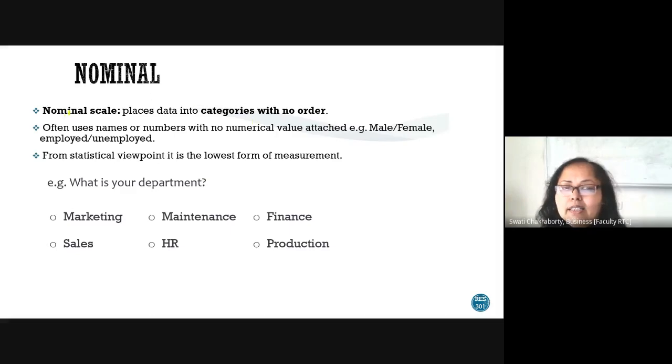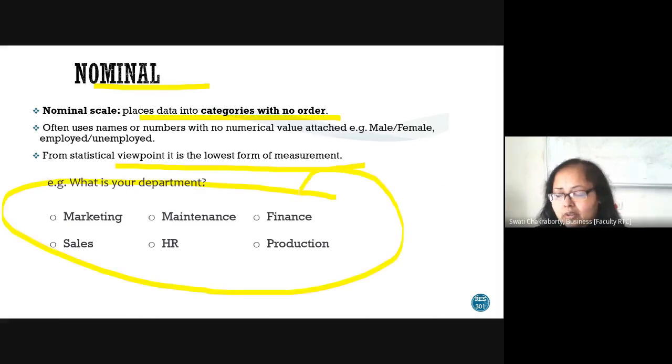The nominal scale places data into categories with no order, and it often uses names or numbers with no numerical meaning attached, like male, female, employed, unemployed. From a statistical viewpoint, it's the lowest form of measurement. This is an example.